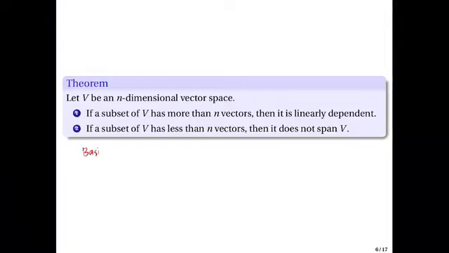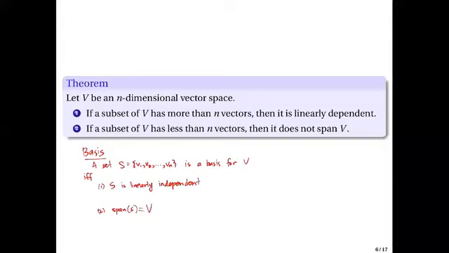So take note for a basis. A set S with n vectors, v1, v2, until vn, is a basis for a vector space V if and only if, let us recall this, one, S is linearly independent, and number two, the span of S is equal to the vector space V. So this is the definition of basis.